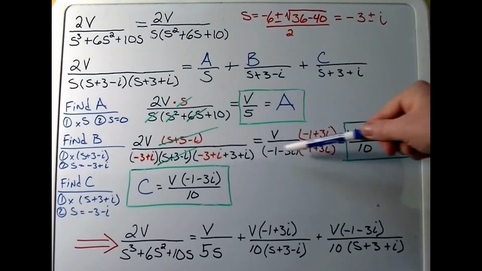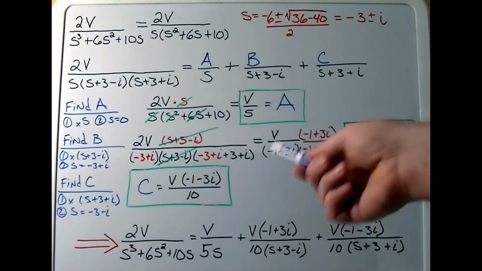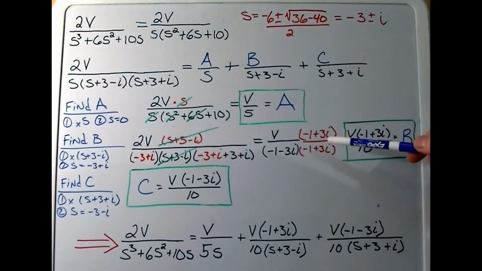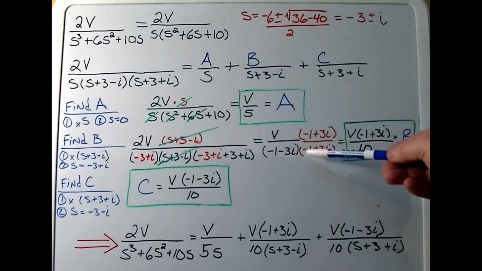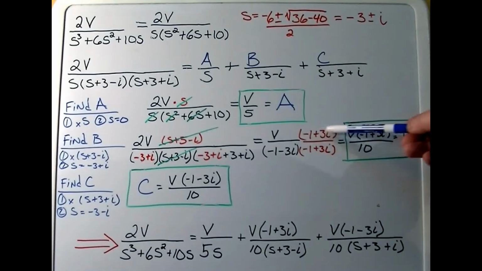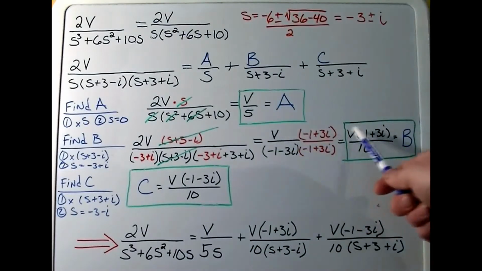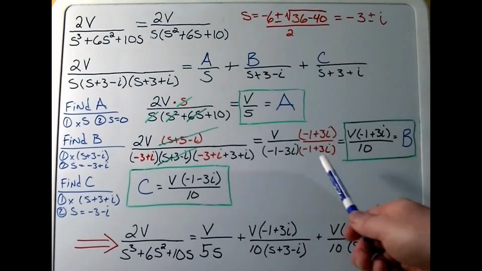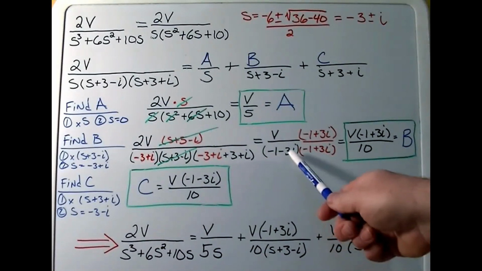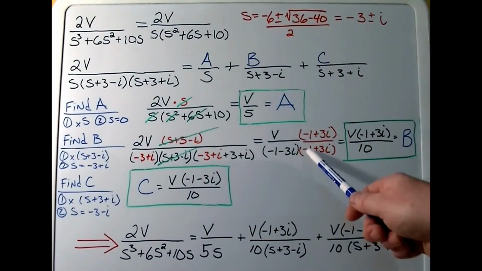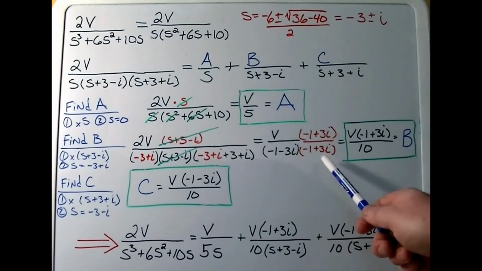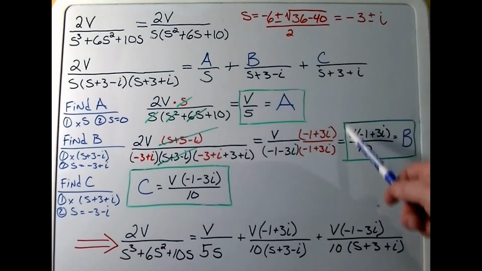Because we don't want to leave the complex number down here in the denominator, we'll multiply the top and bottom here by the complex conjugate of this. So we'll multiply by minus 1 plus 3i over minus 1 plus 3i. When we do that, we get v times minus 1 plus 3i in the numerator. And then in the denominator, the imaginary parts cancel, and we just get 1 squared plus 3 squared, which is 10. So here's our left-hand side, and it equals b.